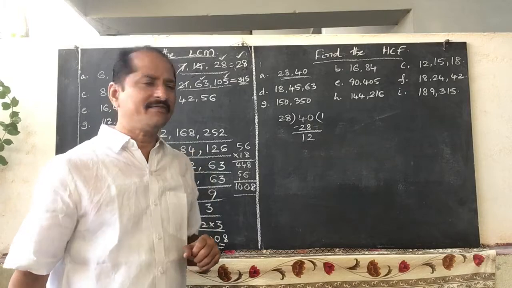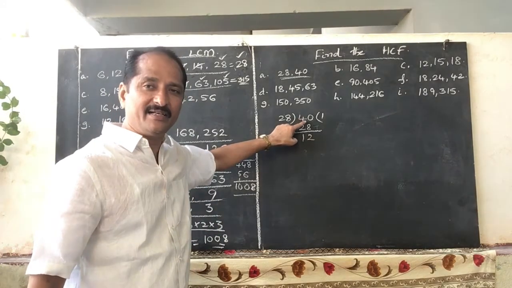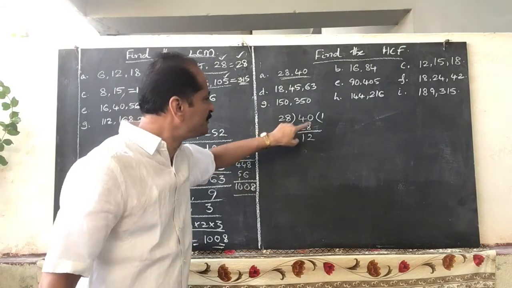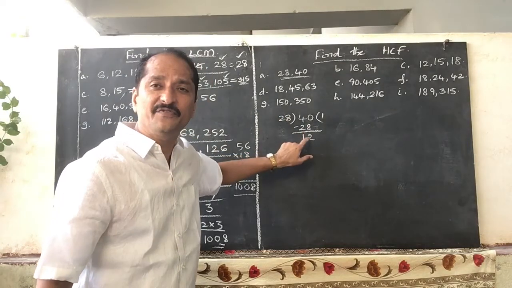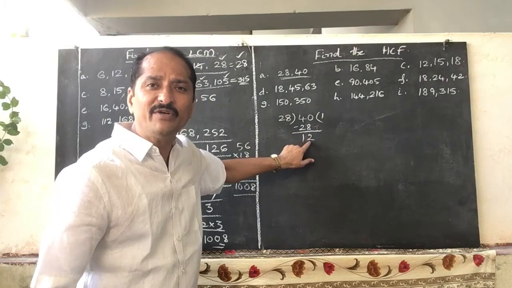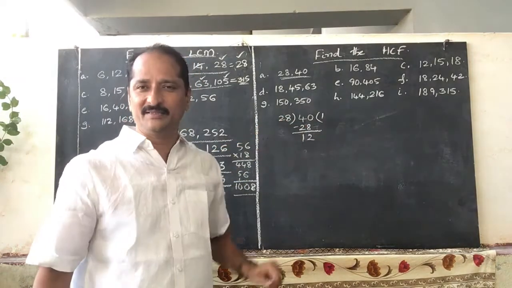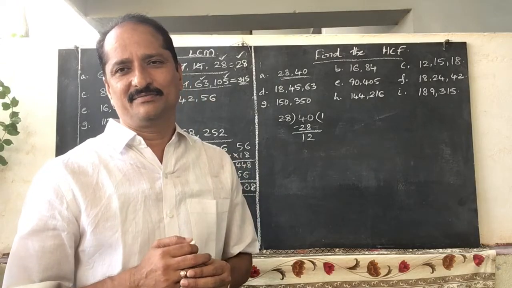Now, what is the first divisor? 28 is the first divisor. 40 is the dividend. 28 is the divisor. In this process, if you got remainder 0, then we can say 28 is the HCF of 28 and 40. But here you did not get remainder 0.